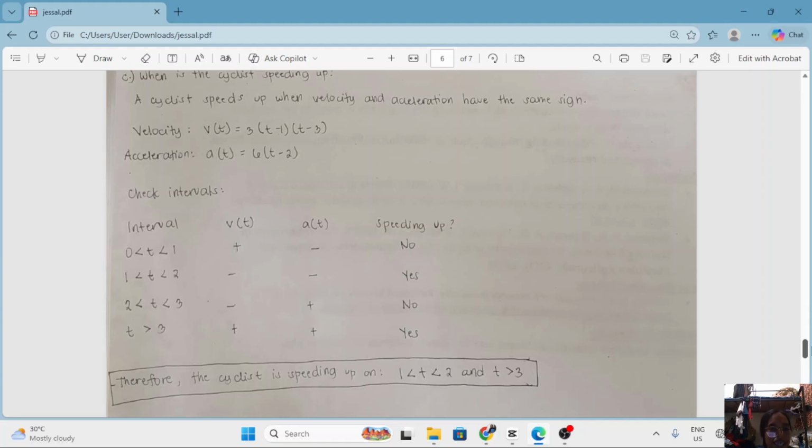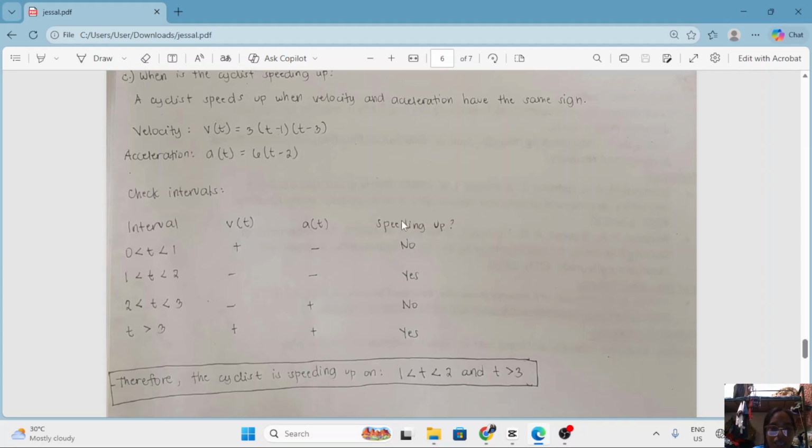When is the cyclist speeding up? A cyclist speeds up when velocity and acceleration have the same sign. I want you to take note of that. It speeds up if the velocity and acceleration have the same sign. It's like the multiplication of integers: if the same sign, then positive. So that's when a cyclist accelerates or speeds up.